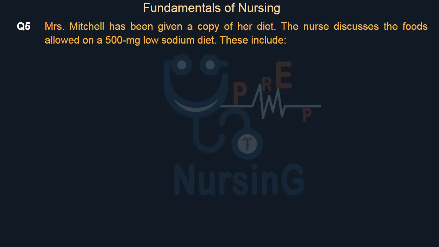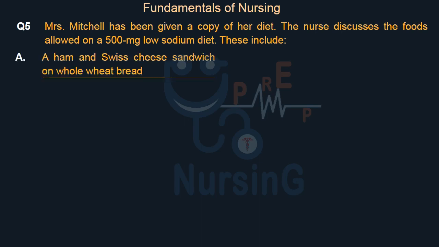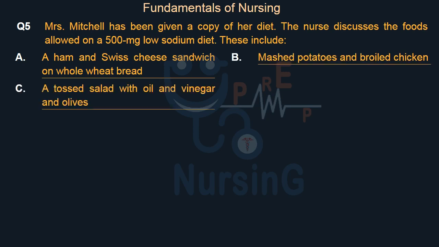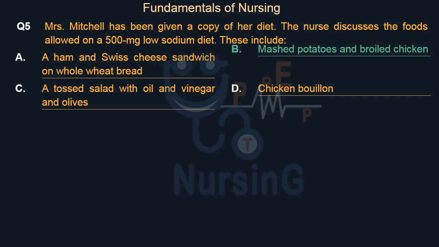Mrs. Mitchell has been given a copy of her diet. The nurse discusses the foods allowed on a 500 mg low-sodium diet. These include Option A. A ham and Swiss cheese sandwich on whole wheat bread. Option B. Mashed potatoes and broiled chicken. Option C. A tossed salad with oil and vinegar and olives. Option D. Chicken bouillon. Right answer is Option B.